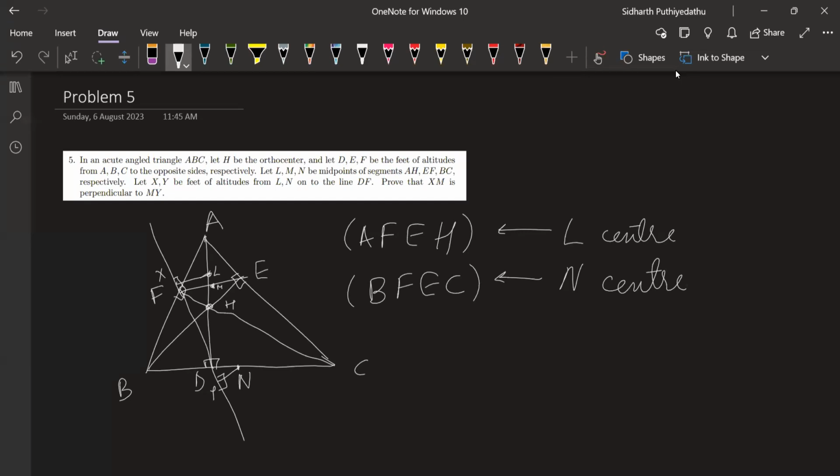So we know that LM is perpendicular to EF, and NM is perpendicular to EF, because the perpendicular bisector of any chord passes through the center. And so we have that NM and LM are both perpendicular to EF, so they must be collinear, right? 90 added to 90 is 180.